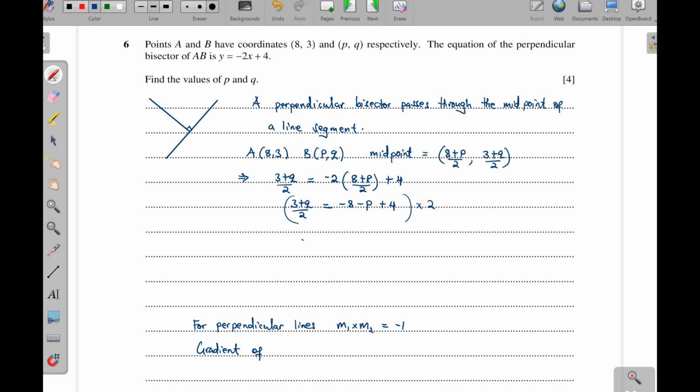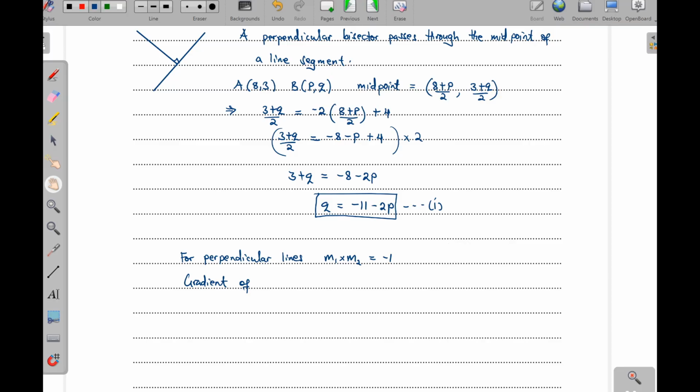So we shall have 3 + q equal to, negative 8 plus 4 is negative 4, then times 2, you get negative 8, then minus 2p. If I take this 3 to the other side, q is going to be equal to negative 8 minus 3, that is negative 11, then minus 2p. That is my equation 1. I keep it. Then I need to also get the gradient of AB.